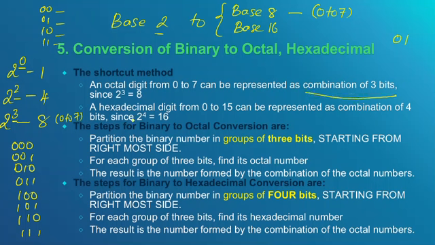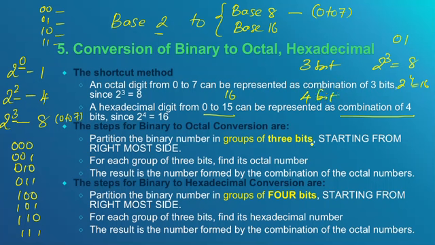Similarly, in hexadecimal, we have digits from 0 to 15, that is 16 characters or 16 symbols. So we can use a combination of 4 bits to represent 16 characters. So we'll be using 2 power 3 for octal, that is 8, and 2 power 4 for 16. That means 3-bit combination for octal and 4-bit combination for hexadecimal.